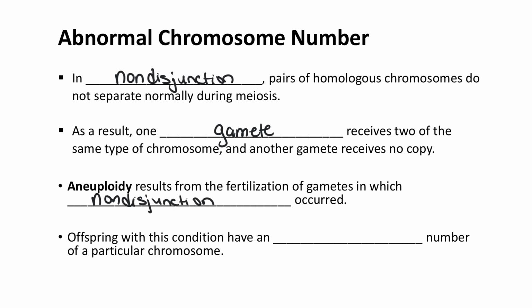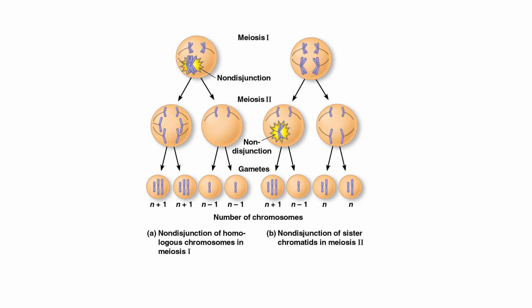Offspring with this condition have an abnormal number of a particular chromosome. Non-disjunction, as I just mentioned, is a process in which pairs of homologous chromosomes do not separate normally during meiosis. Now, we can see this not only in homologous chromosomes, but we can see non-disjunction happening with sister chromatids as well. Let's take a look at this figure in front of you.